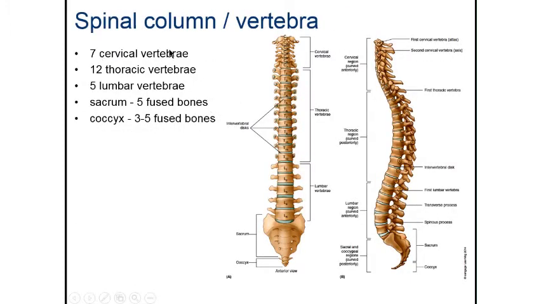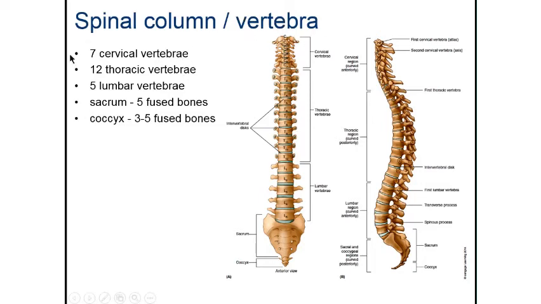So now we're gonna move on to the spinal cord. Okay, sorry, spinal column, not spinal cord, spinal column, which is also known as your vertebral column. So your backbone is made up of various vertebrae, right? So individually we call them vertebra, and collectively, plural, we call them vertebrae.